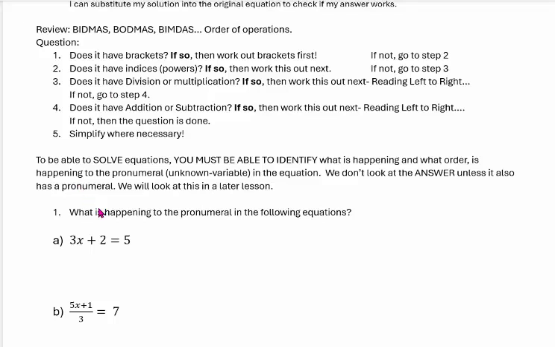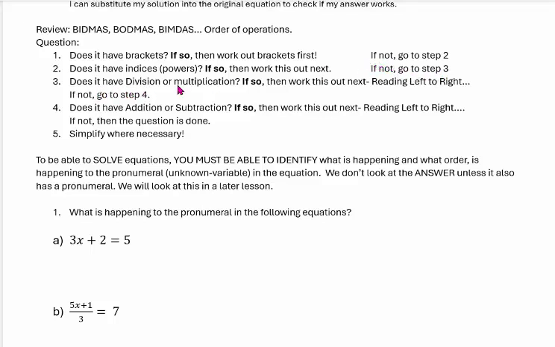So you have an equation. Here's an equation. Does it have brackets? If it does, then you do the brackets first, whether it's plus, minus, multiplication or division, whatever's inside the brackets, you do that first. If it doesn't, then you go to step 2. You ask the next question. Does it have indices or powers? If so, you work out the powers. Then you go on to the next step.